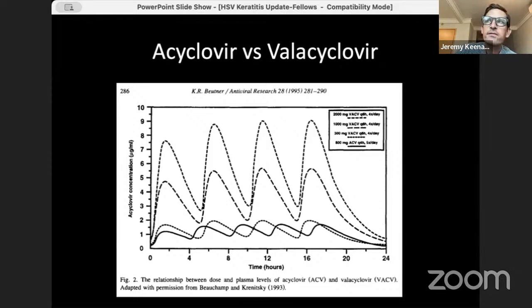And in the past, Valtrex was more expensive, but nowadays, I don't know in Brazil, but in the United States, it's usually not so expensive anymore. So I think there's little reason to put people on acyclovir anymore. I think everyone should be on Valtrex.